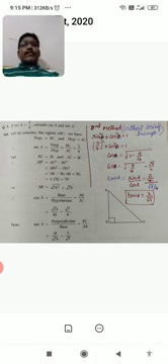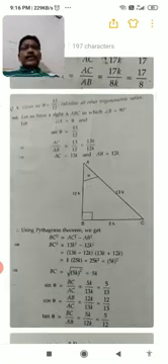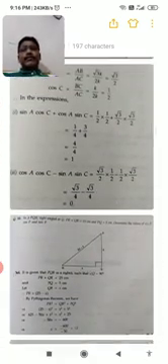So the remaining sums of this exercise are also like this only. They will give one of the trigonometric ratios, and they will ask the other trigonometric ratios with respect to different angles. That is the important thing for you. And next we are going to one more model, that is question number 10. You observe, question number 10 is a very good, different model.